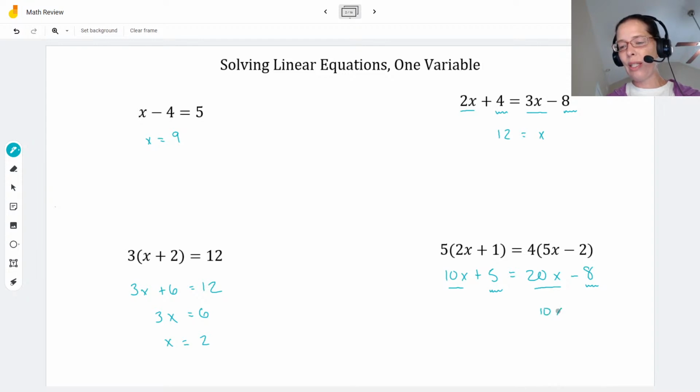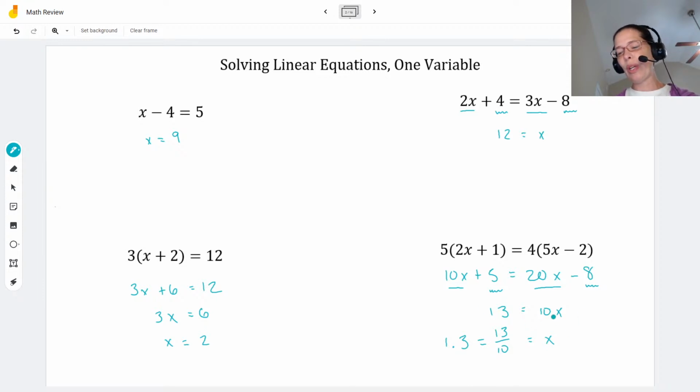Okay, so that's going to give me a 10x on the right. And that means I'm going to go plus 8 here. So that's going to give me 13. And then divide both sides by 10. So that gives me x over here. And this is going to be 13 over 10, which is also 1.3.